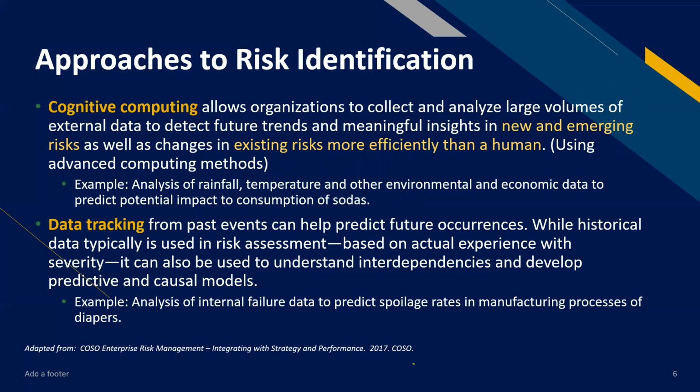Of course, a second way is data tracking. So past events can help predict future occurrences. So you want to get the historical information that you have, do your data analysis, so you can understand the interdependencies of those occurrences with your objective and try to predict the outcome. Okay? Or predict the future of this.